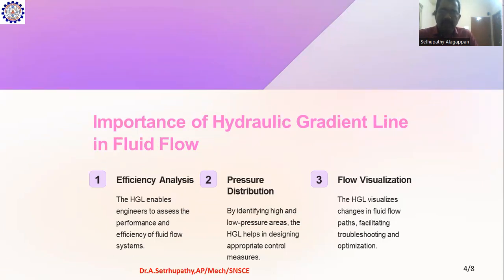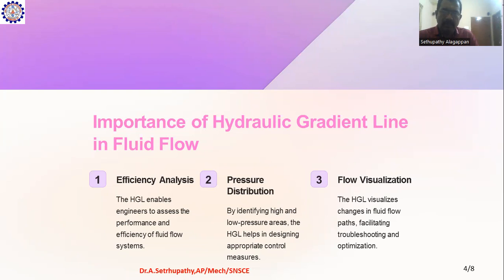Now, the importance of the hydraulic gradient line in fluid flow. The first one is efficiency analysis. The hydraulic gradient line enables engineers to assess the performance and efficiency of fluid flow in a system. We transfer fluid from one area to another, and we use machines or equipment that run with this fluid. In these areas, how to measure the performance and efficiency of the flow is usually done using the hydraulic gradient line.